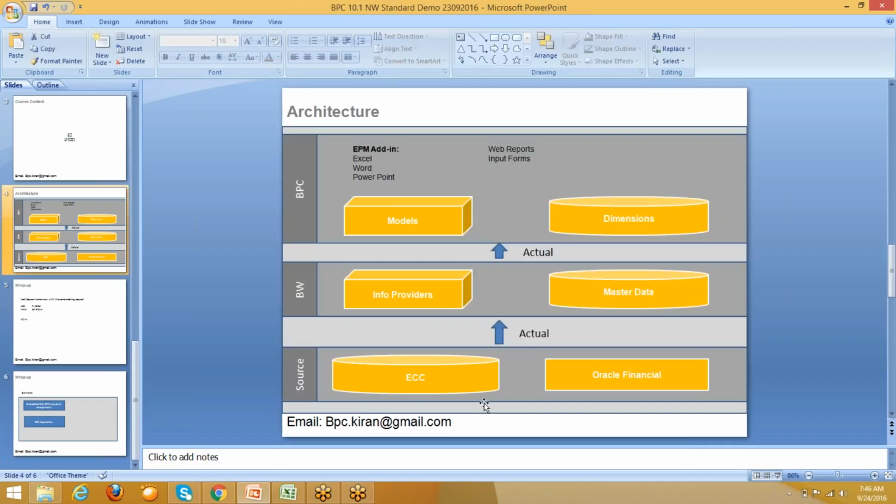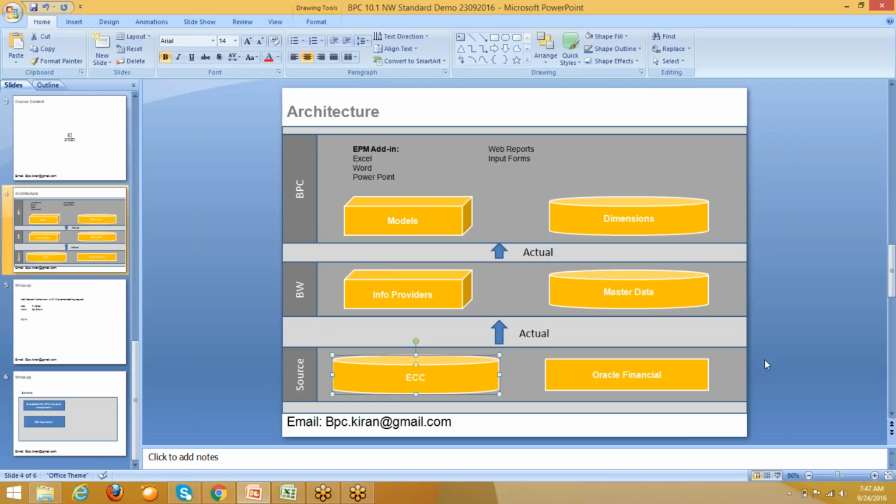Sometimes you might have two S/4HANA ECC systems. Then you have to follow this process. So from S/4HANA ECC and S/4HANA ECC2, you load data to BW, and from BW you load it to BPC for consolidation. These are the two possible solutions if you use S/4HANA.